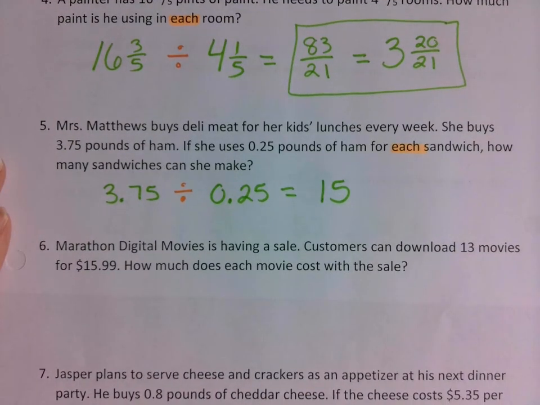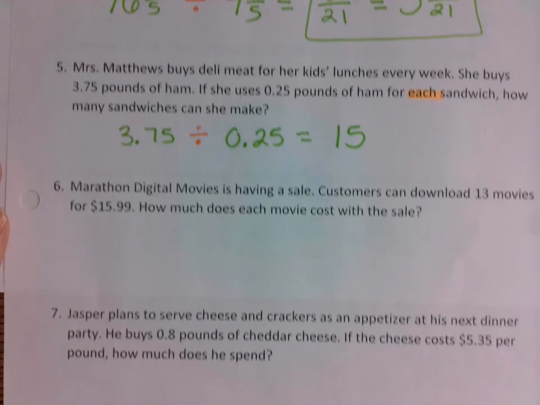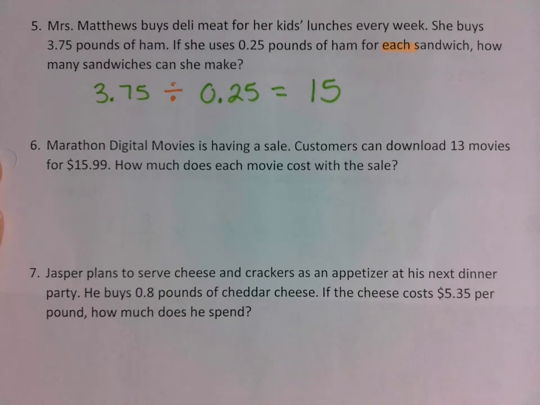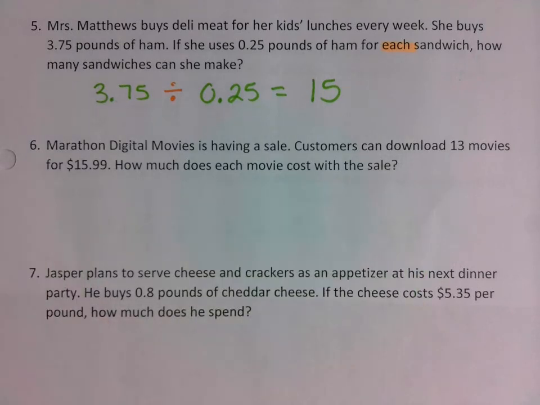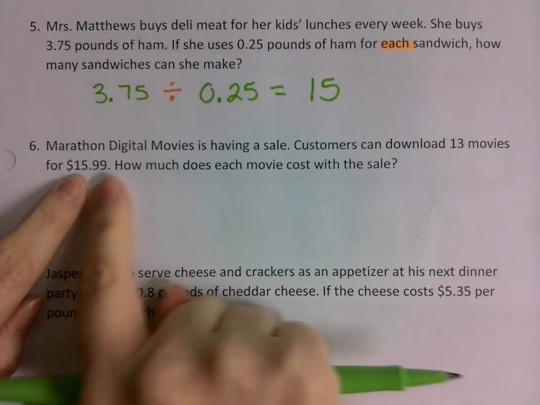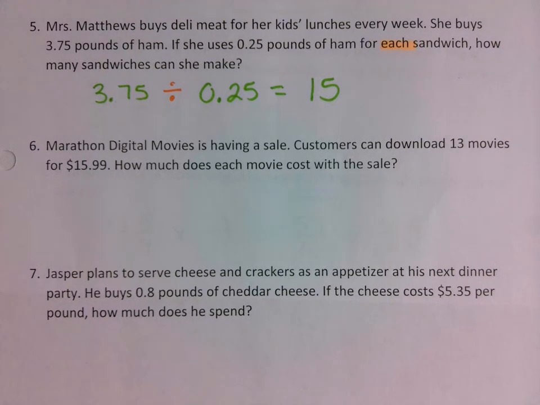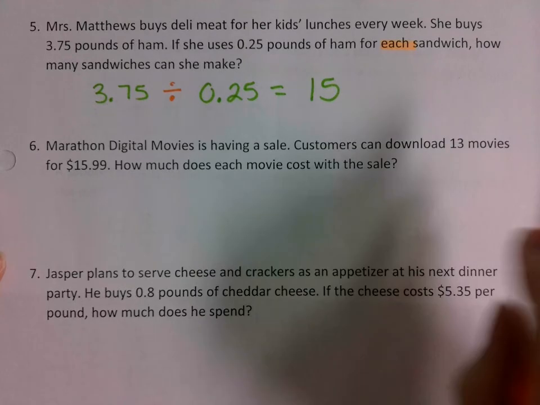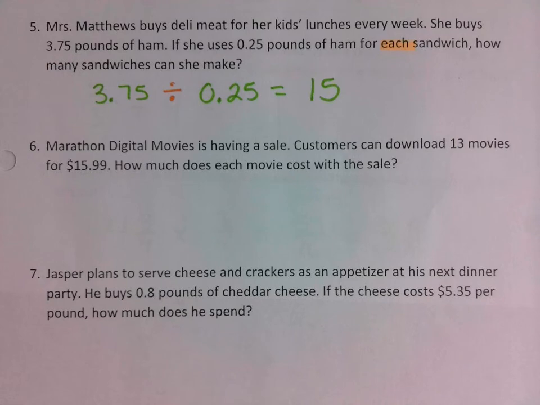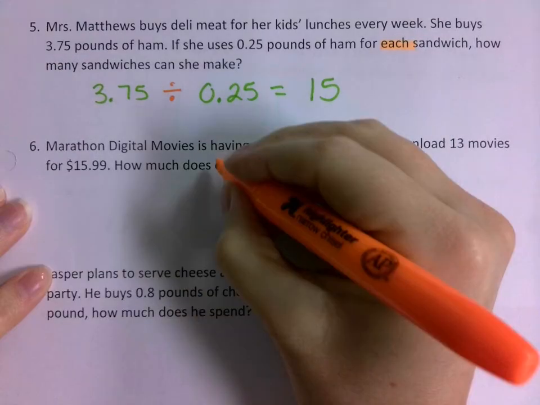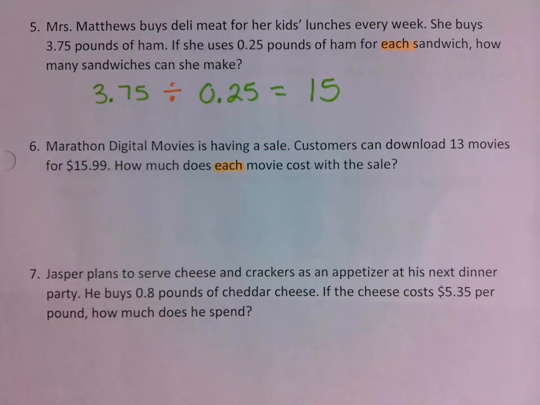Problem number 6. Marathon Digital Movies is having a sale. Customers can download 13 movies for $15.99. So 13 total movies is going to cost them $15.99. So how much does each movie cost? What operation are we doing? Division. All 13 together is going to equal a total of $15.99. We want to know how much it is going to be for just the one. And again, the word each is inside of the question. That means that it is going to be division.